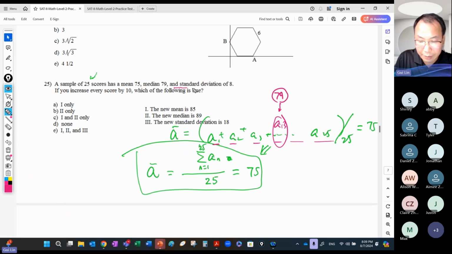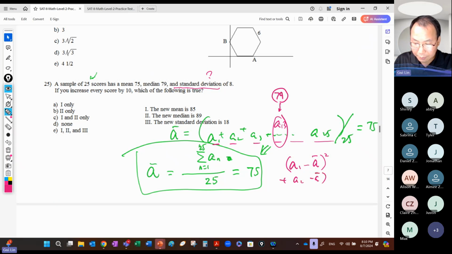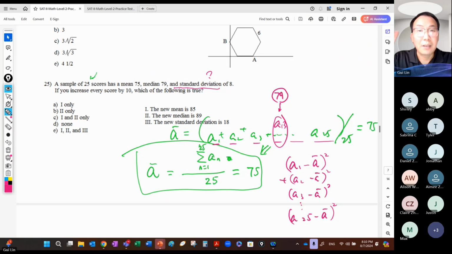Did you guys know how to define standard deviation? Each of the numbers minus the average and squared, plus A2 minus A average squared, and A3 minus A average, plus overall of the length. So this is a huge job, right? Normally people don't like to do this one. How can you guys do it? Computer. Yes, you program it.